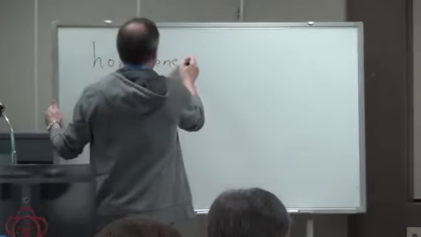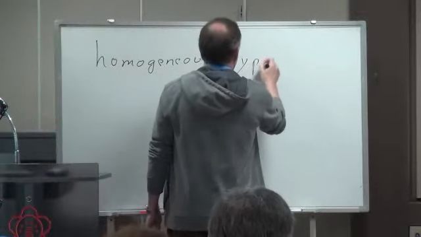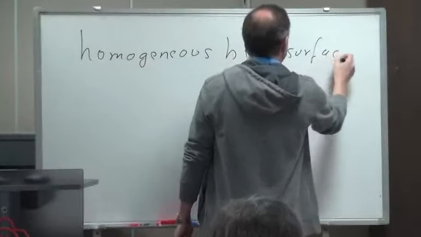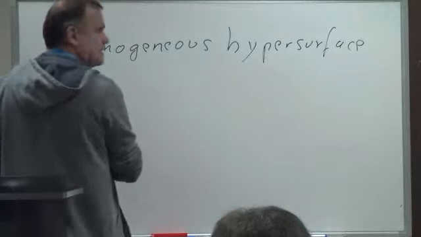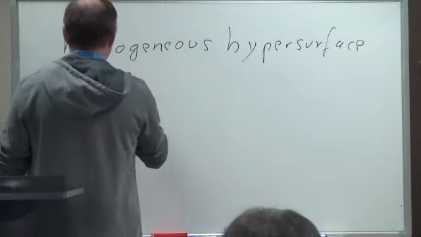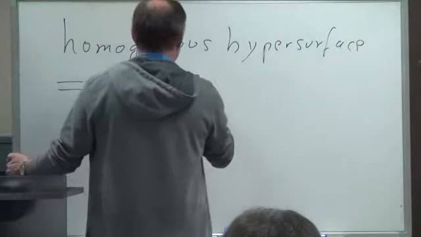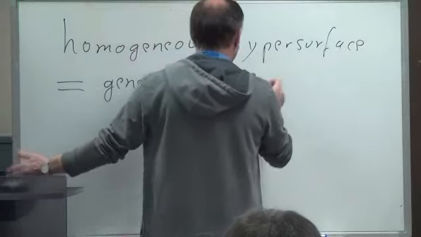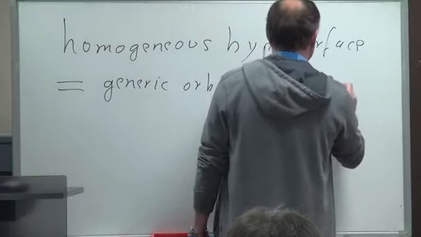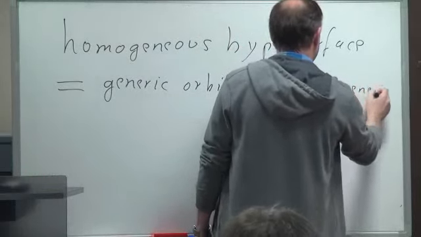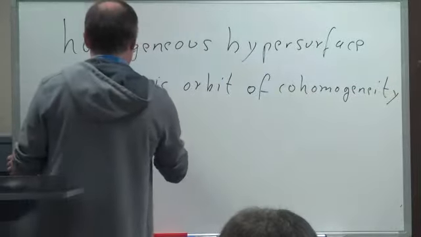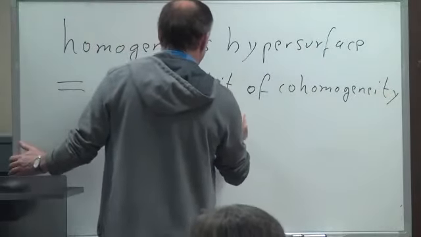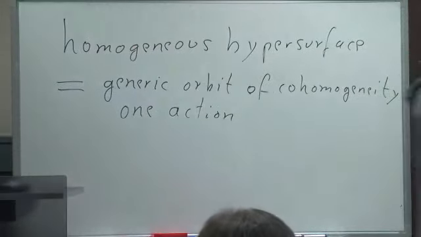So what is a homogeneous hypersurface? A homogeneous hypersurface is the same as a generic orbit or principal orbit of a cohomogeneity one action. Yeah, that's it. A cohomogeneity one action is an action for which the codimension of a generic orbit is 1, so it's a homogeneous hypersurface.